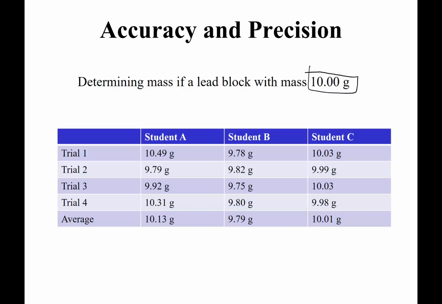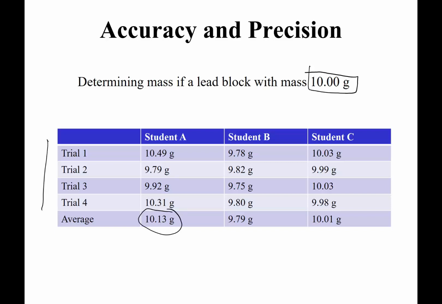So we know, the instructor knows, this weighs 10 grams, and so the students go to the balance and they weigh that block 4 times, right? So there are 4 trials here, and then they calculate an average. And so if you look at student A, and if you just look at the average, you might think that's not bad, right? So that's pretty close. It's not super accurate, but it's close.